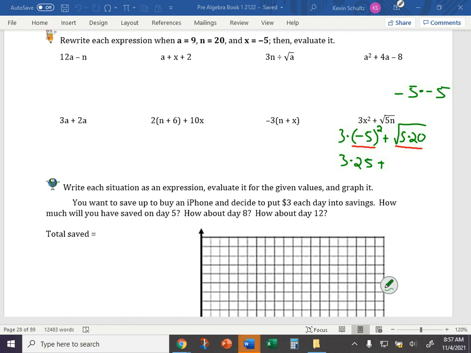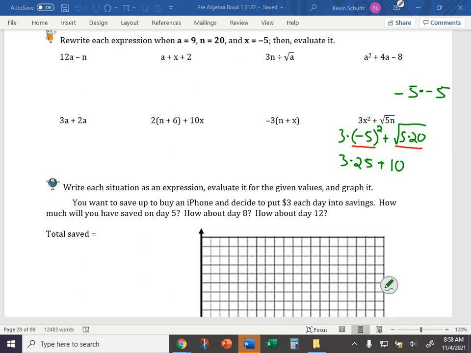times 20. Maybe this is what you meant by multiplying next. We do have to multiply what's inside the root first in order to take it. So it ends up being the root of 100, which is what? 10. Okay, sorry for misunderstanding where you were headed with that, Wyatt. Okay, so 3 times 25 plus 10 is what we come up with.